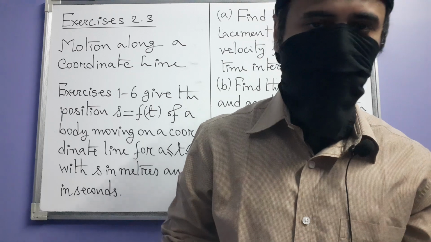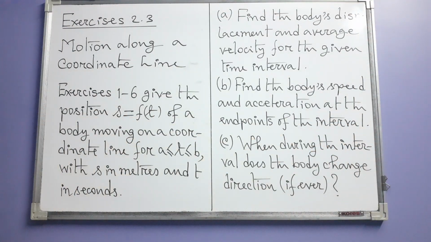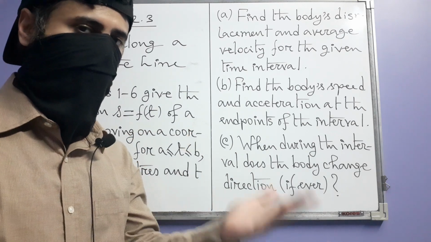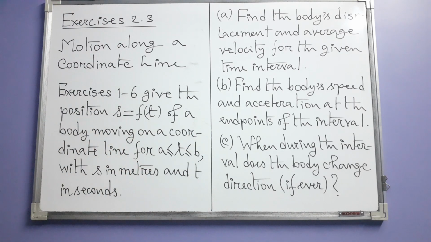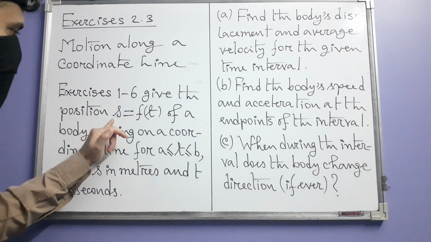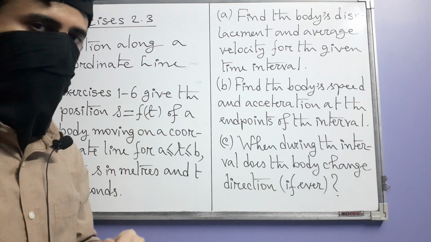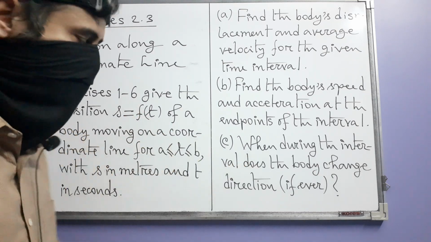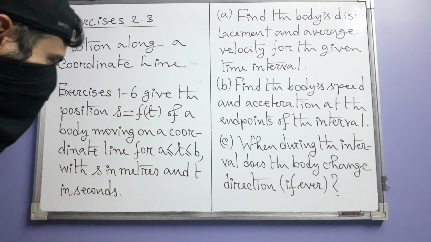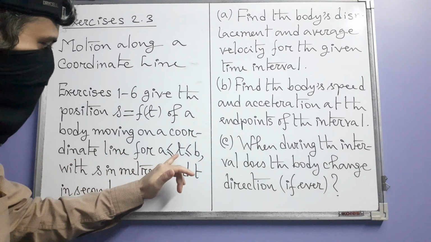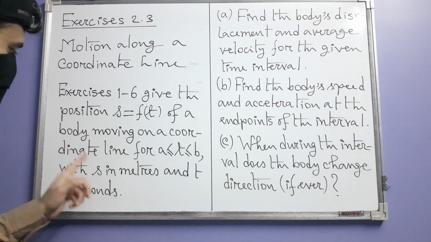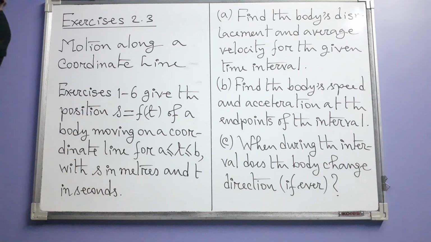Okay, so now we are going to start exercises 2.3. First we are going to see motion along a coordinate line. In these first 6 exercises, we will be given the position of a body moving along a coordinate line in this form. S will be the position, a function of time, and it will be given for time in some interval. S will be measured in meters and t in seconds.